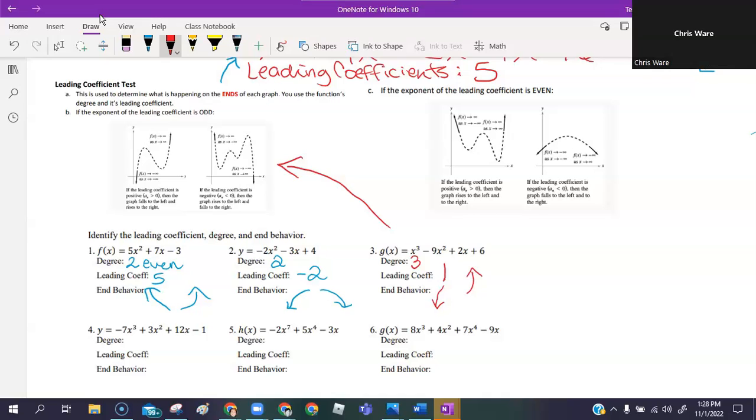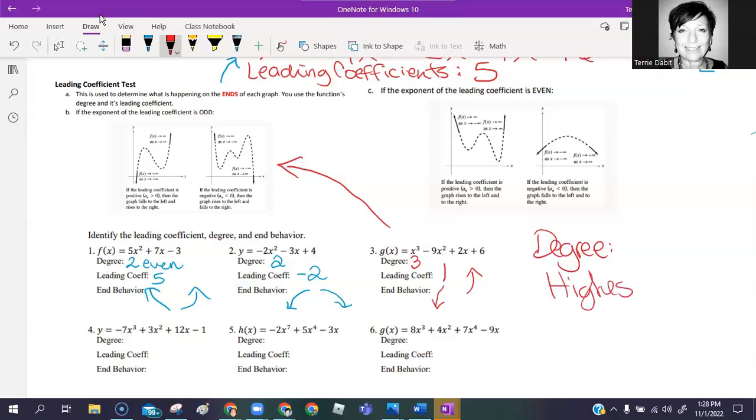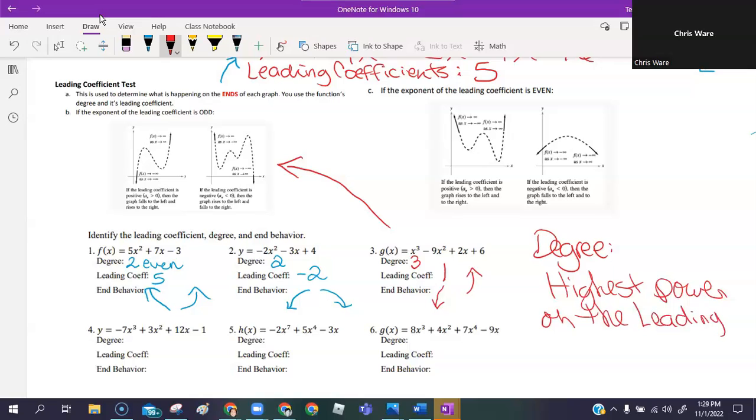Yes, ma'am. Okay. The degree is the highest power. Oh no, I'm tripping. I know, I'm tripping. I got you. On the leading coefficient. Yeah, I know. I had a brain fart. Hey, don't we all, right?